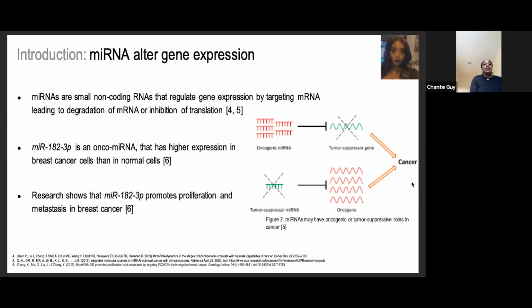Biological mechanisms in breast cancer are mediated by small non-coding RNA molecules called microRNAs. These microRNAs regulate gene expression by base pairing to the 3' untranslated region of target messenger RNAs. Oncogenic microRNAs have higher levels in cancer cells than in normal cells. One example is microRNA 182 3P, which promotes metastasis and proliferation in breast cancer. Next slide.